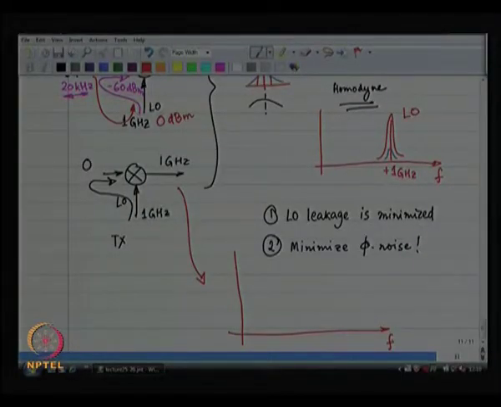At 1 gigahertz I have my signal. And the leaked LO is at DC. So, it is not going to cloud my signal at all. All right. So, this is not a terrible issue as far as we are concerned.